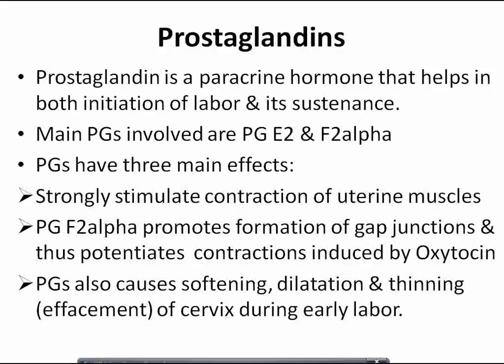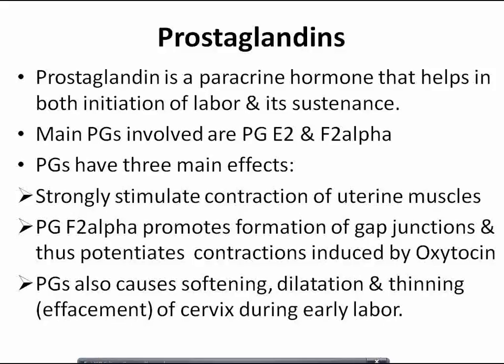Prostaglandins have three main effects. One is that it has a very strong contractile action on the uterine myometrium by increasing the calcium concentration and subsequent smooth muscle contractions. And PGF2 alpha increases formation of gap junctions. Now these increased gap junctions help in the contractility of the uterine smooth muscles. So the synchronous contraction of the uterine muscle occurs due to increased gap junctions, and this increased number of gap junctions also potentiates the contraction effect of oxytocin, that is, contractions induced by oxytocin.